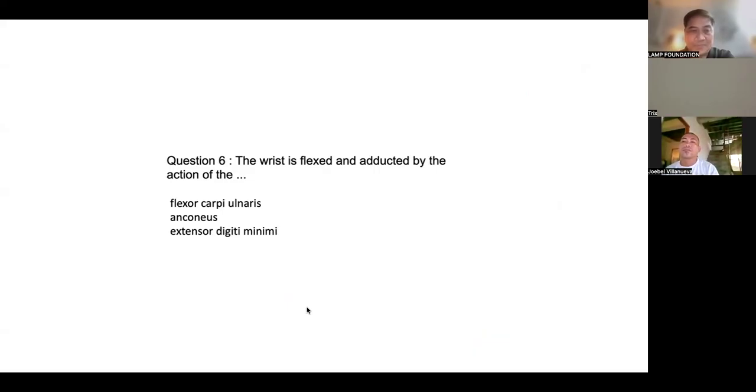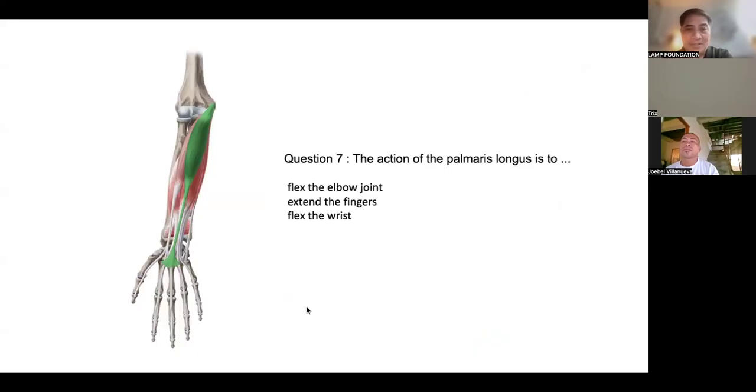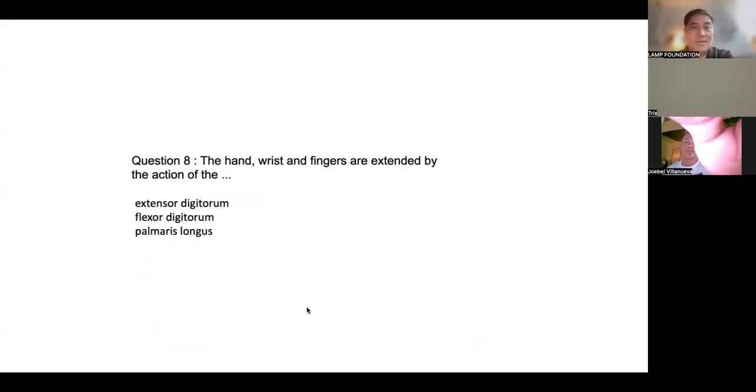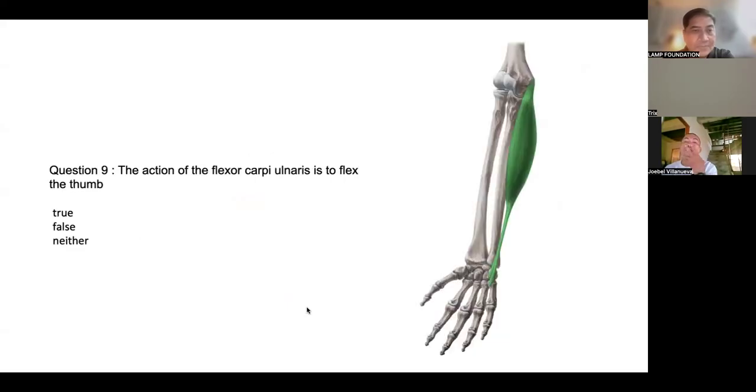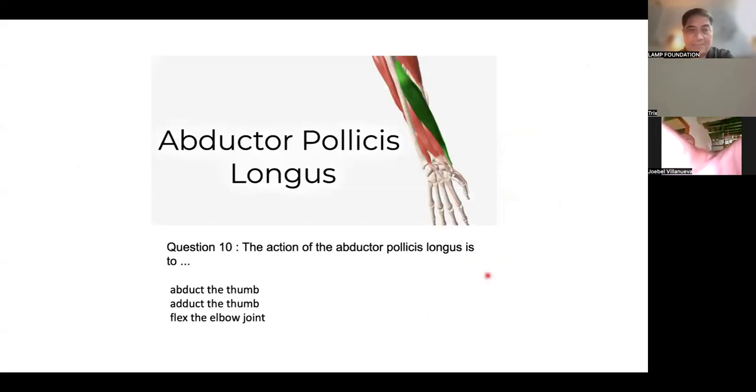The wrist is flexed and abducted by the action of the flexor carpi radialis. The action of palmaris longus is to flex the wrist. The hand, wrist, and fingers are extended by the extensor digitorum. The action of flexor carpi ulnaris is to flex the thumb. True or false? False. It flexes the wrist. Remember, carpi.